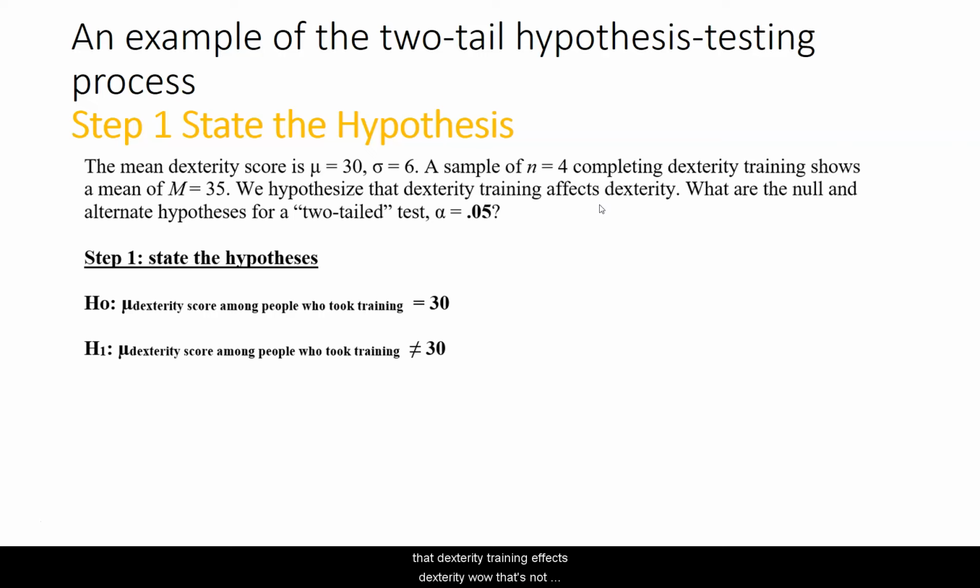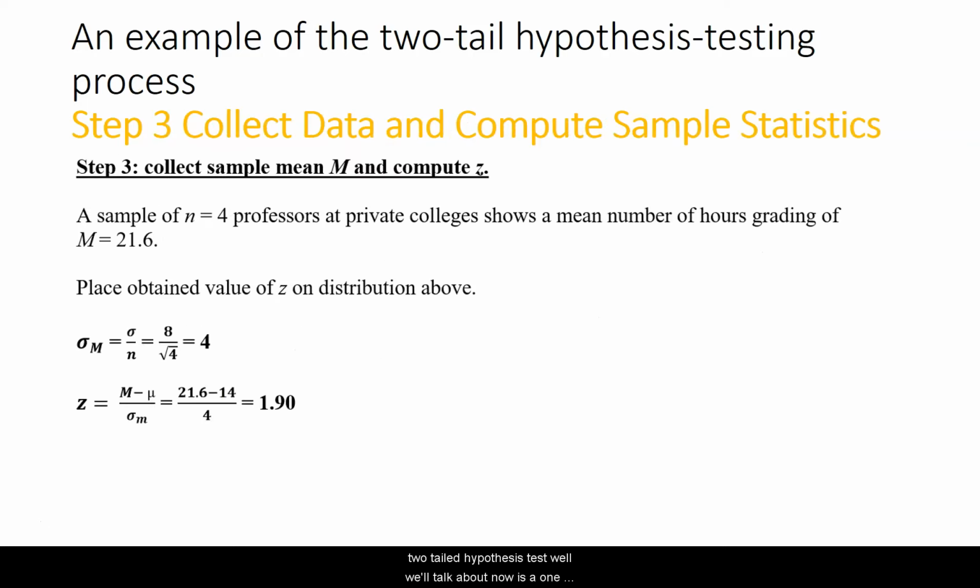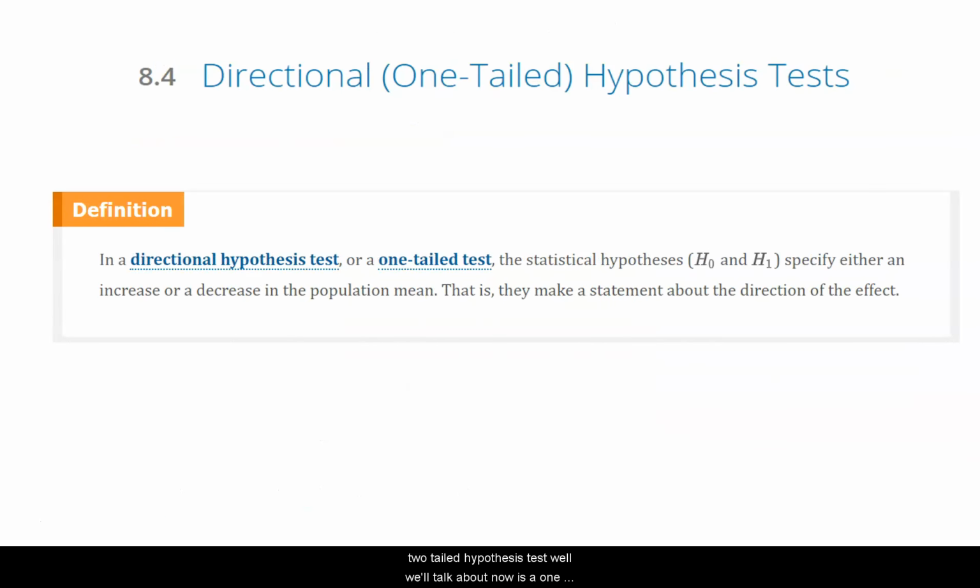On the problem prior to that, it said that dexterity training affects dexterity. Wow, that's not committing to a direction. It's not suggesting an improvement or a worsening. So in that case, those are hallmarks of two-tailed hypothesis tests. What we'll talk about now is a one-tailed hypothesis where they actually make a commitment.